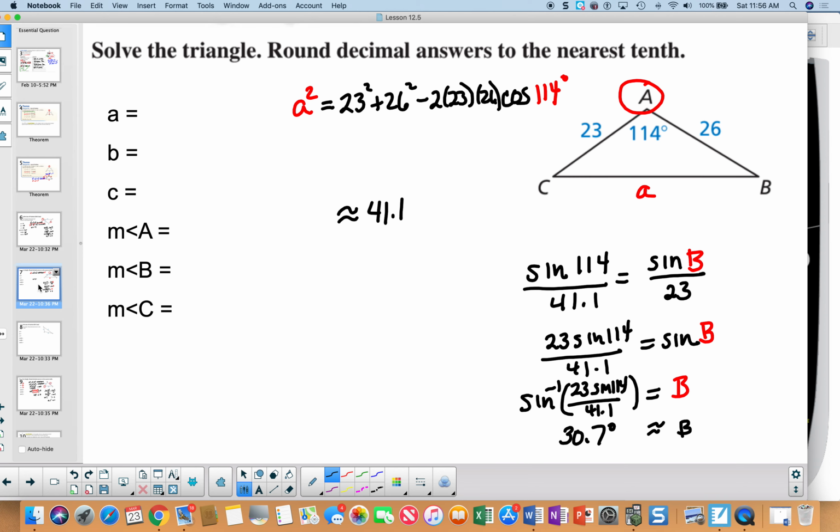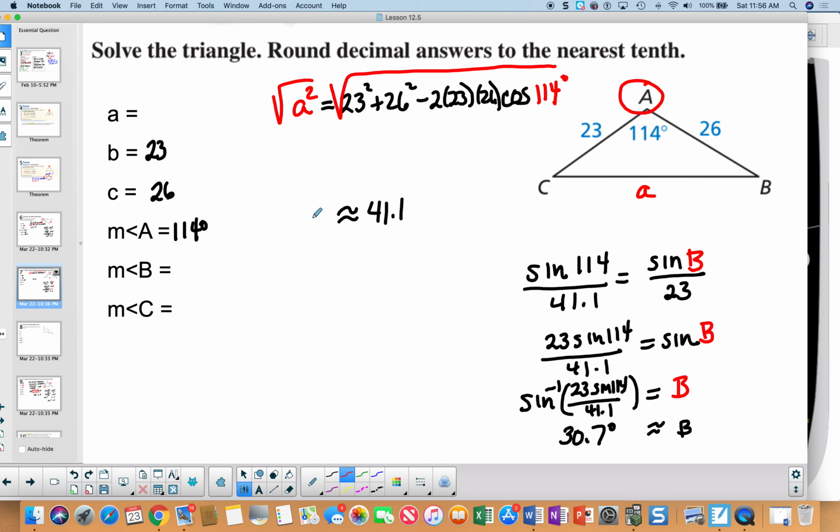Okay, here's another side angle side situation, but I've kind of got a head start here. We're looking for A, but we know that B is 23, and we know that C is 26, and we know A is 114. So I'm going to use the angle A and the side A. You notice that I put the rest of the numbers here. Makes it look like the Pythagorean theorem minus 2 times those same angles. And then we're going to take the square root of both sides.